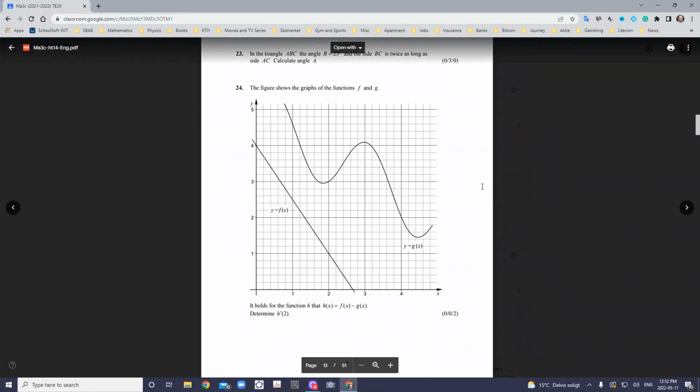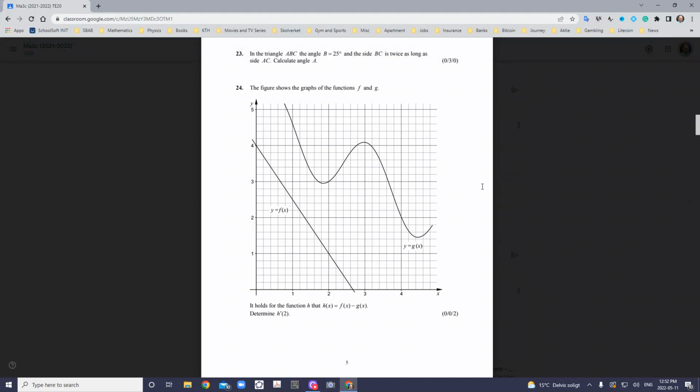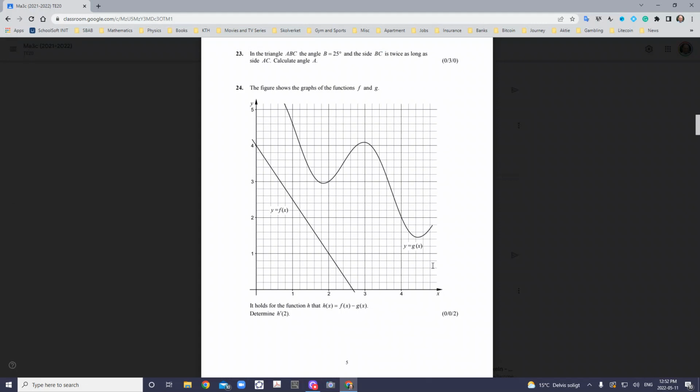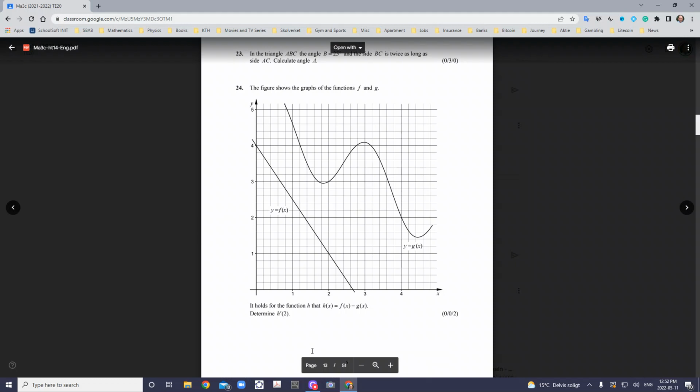Okay, so you were asking about question 24, and now you can see it on the display here. You can also see it in your own display. So the figure shows the graphs of the functions f and g. We see these graphs. It holds for the function h that h of x is f of x minus g of x. Determine h prime of 2. Yes? And this has 2 A points. Okay. So let us go back to the board now.